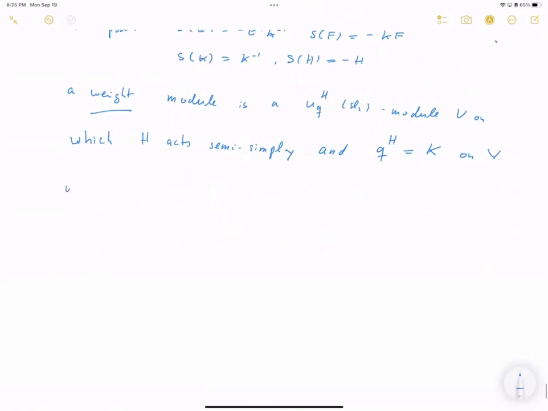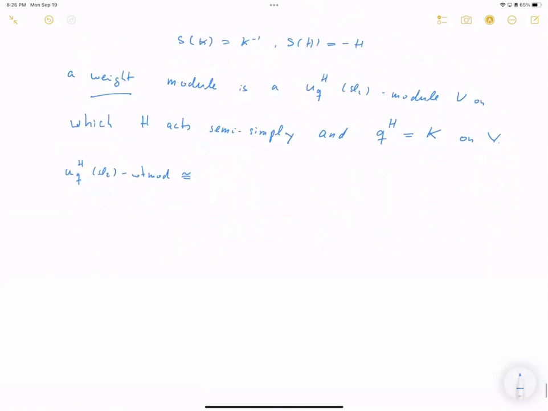Anyway, there's a very nice paper which I can recommend reading. It's called Remarks on the Unrolled Quantum Group of SL2 by Costantino, Geer, and Patureau-Mirand. And there they classify the category of weight modules of this unrolled quantum group, which is really not a hard problem. And it turns out the classification is as follows.